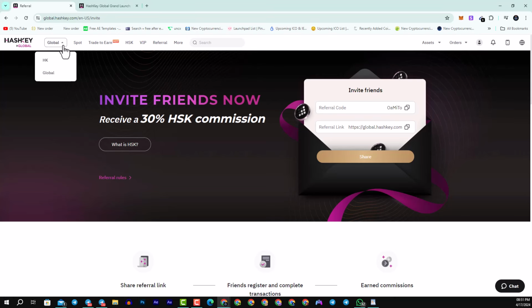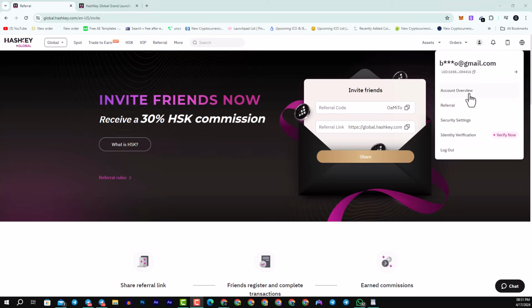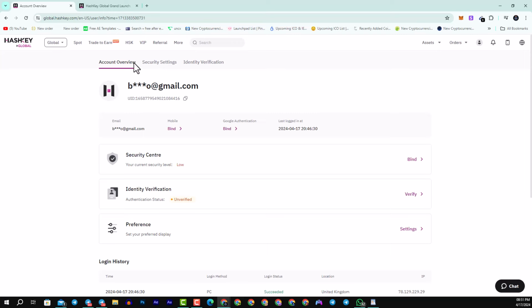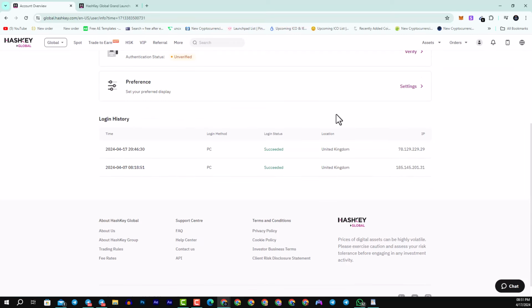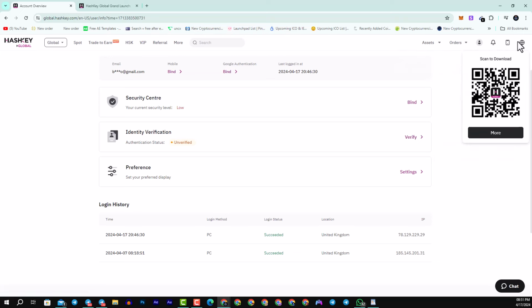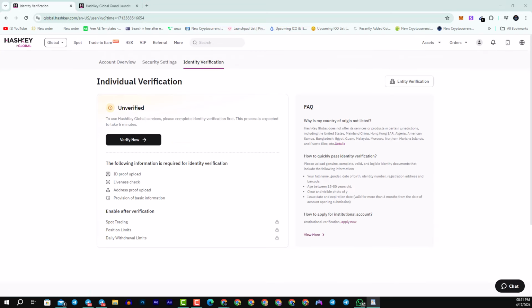Here you can choose Global or HashKey as well. You can see here your assets and orders and your account. So let's go to the account overview. You can go and secure your account. We have here security settings and the login history. If you want to switch to another language, you can do that as well.